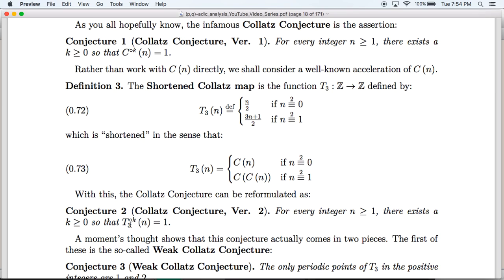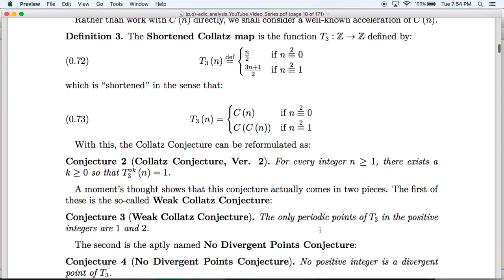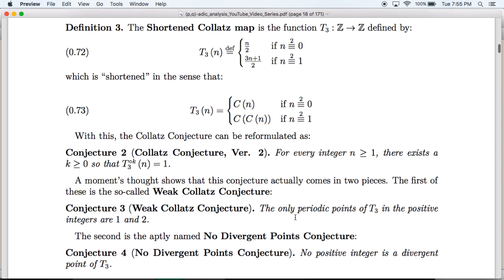So a moment's thought shows that this conjecture actually comes in two pieces. The first of these is the so-called weak Collatz conjecture, which is the assertion that the only periodic points of T3 in the positive integers are 1 and 2. A periodic point, recall, is a number which, when you apply your map a sufficiently many number of times to it, you'll get sent back to itself. So every fixed point is a periodic point, but of period 1.